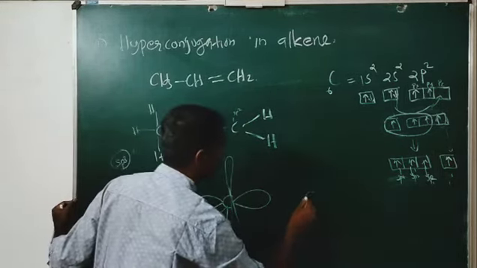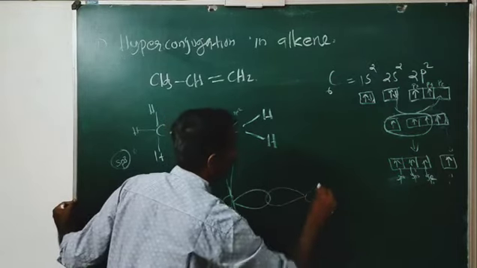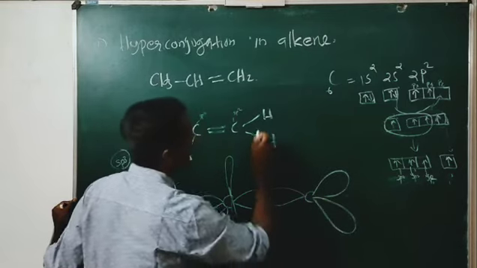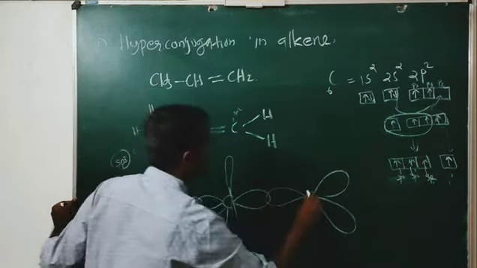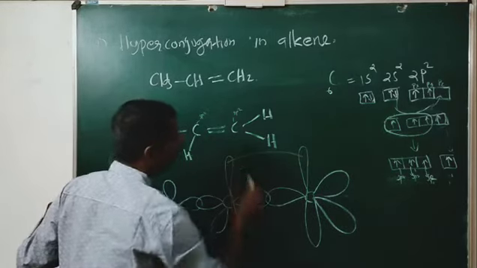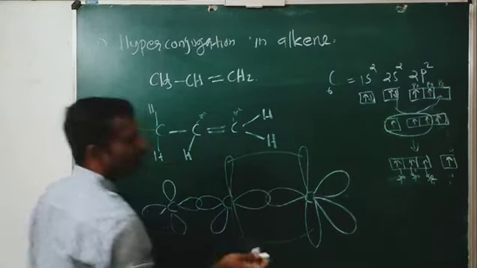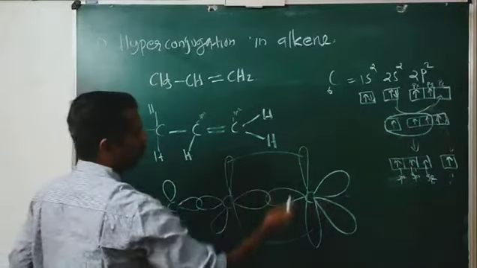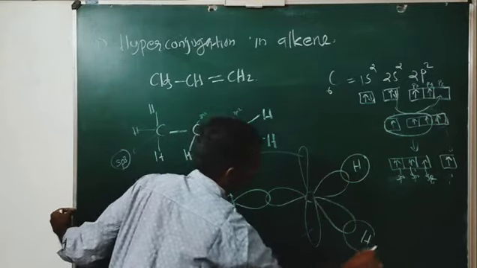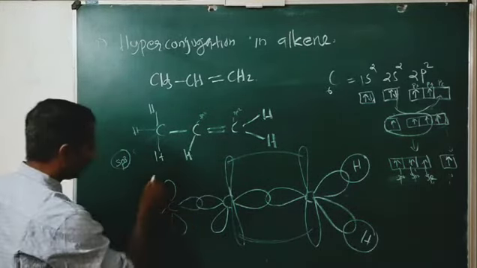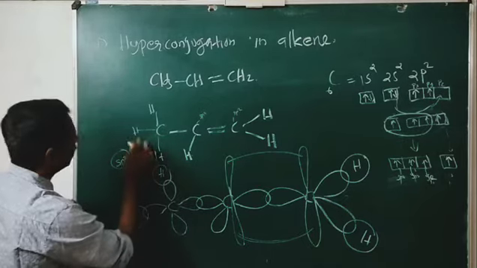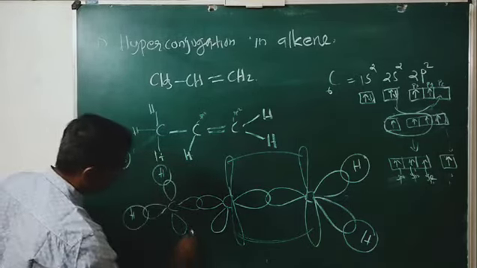So this carbon is sp2, which means there are 3 hybridized orbitals. These 3 are sp2 hybridized orbitals, and there is one unhybridized p orbital, and this will overlap sideways, and you will get a pi bond. Here hydrogen is overlapping. Here also hydrogen is overlapping. This bond will overlap, and here is this hydrogen, and here is this hydrogen.